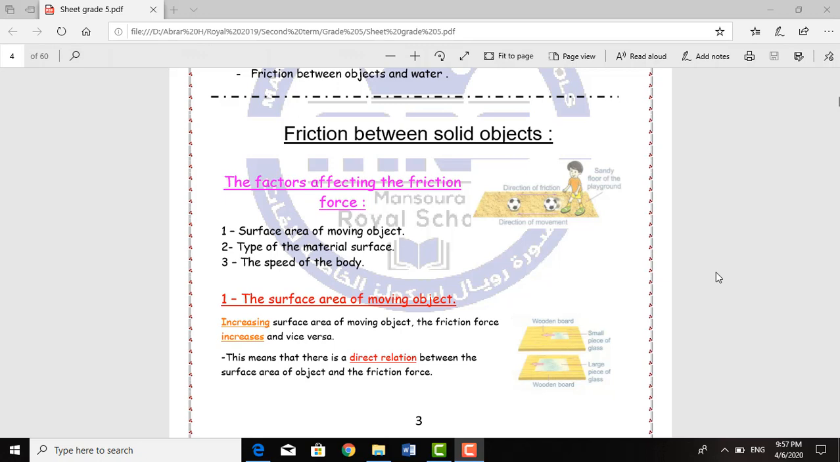What are the factors that affect friction force? When we talk about the factors that affect friction force, it means what causes the friction force to increase or to decrease. The first factor that affects the friction force is the surface area of the moving object. The second factor is the type of the material surface. And the third factor is the speed of the body. We will talk about each of them separately.